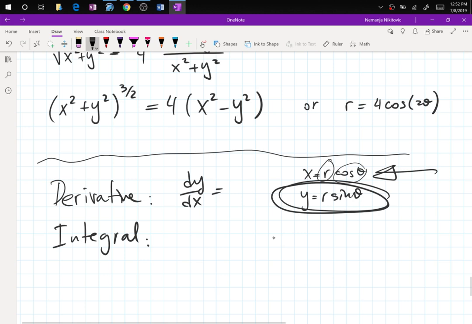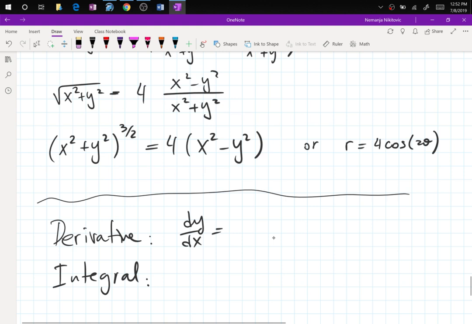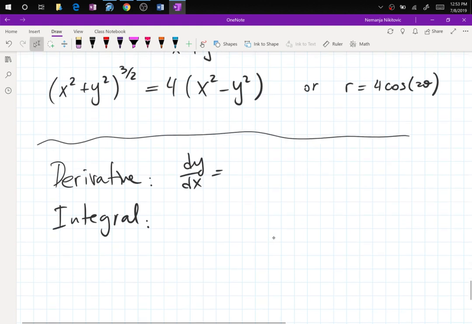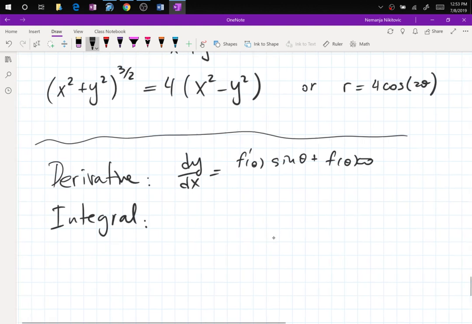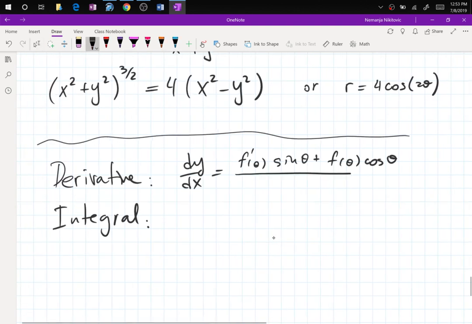So the derivative is not the most pleasant thing for polar coordinates, but again, it beats working with this. Right, it's easier to find basic derivatives than to work with that monstrosity up there. So we have f prime of theta sine theta plus f of theta cosine theta divided by f prime of theta cosine theta minus f of theta sine theta. Now, as a student, because I learned through patterns and all of it visually, all I remembered was this.